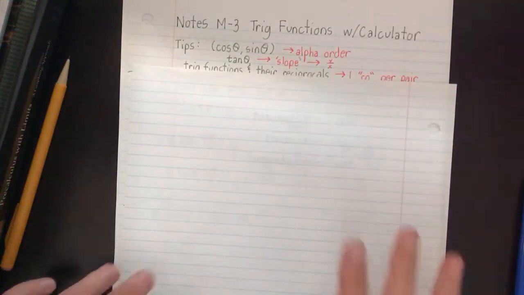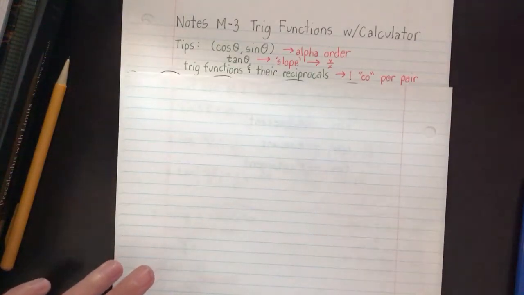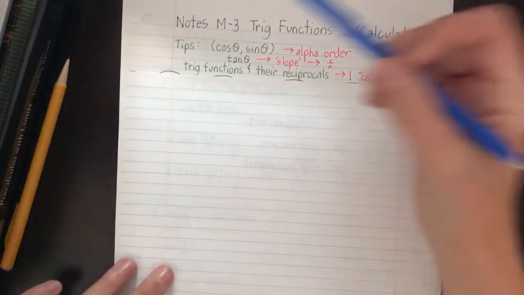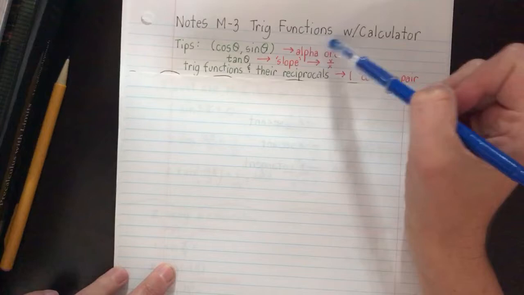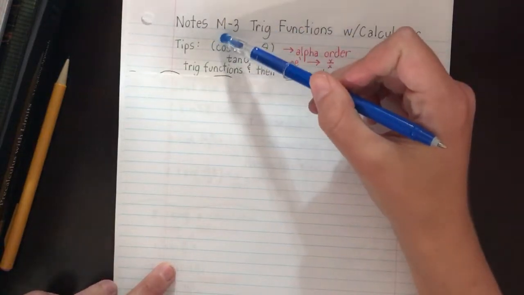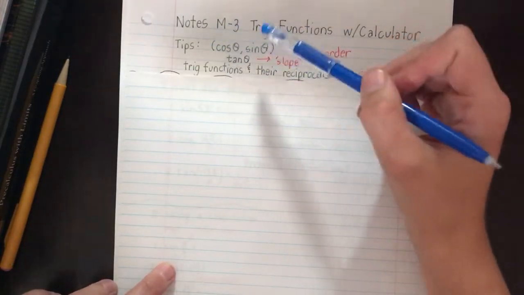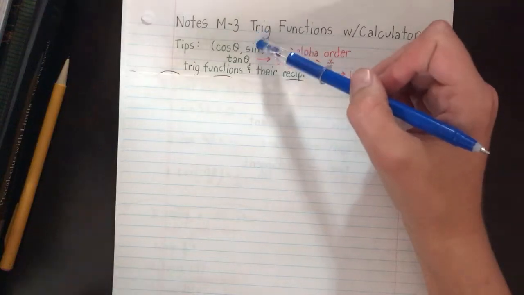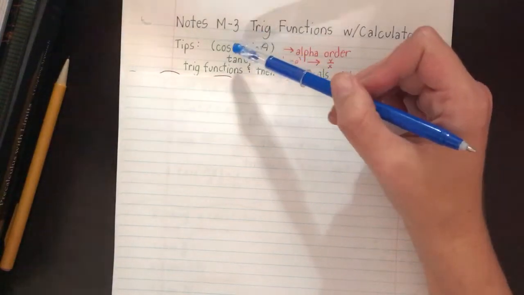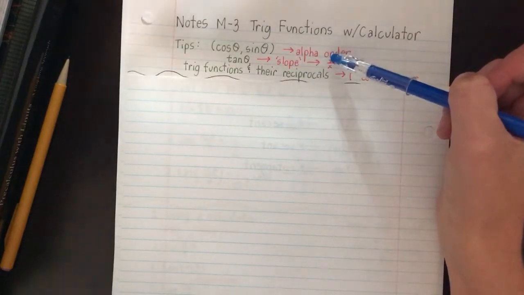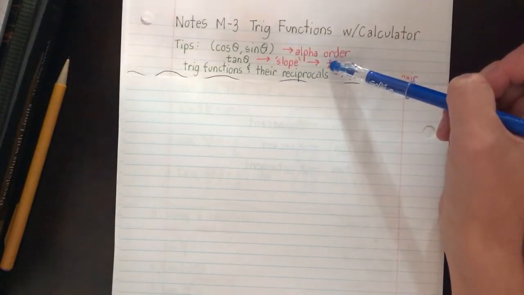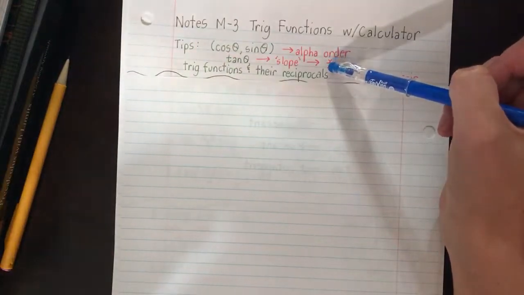Today we're looking at notes M-3, trig functions with a calculator. Some tips to remember: if you're thinking cosine of theta and sine of theta, think alphabetical order to help you remember. Cosine deals with x on the unit circle, and sine deals with y. Remember that tangent of theta, think about slope, is your y value over your x value in the unit circle.